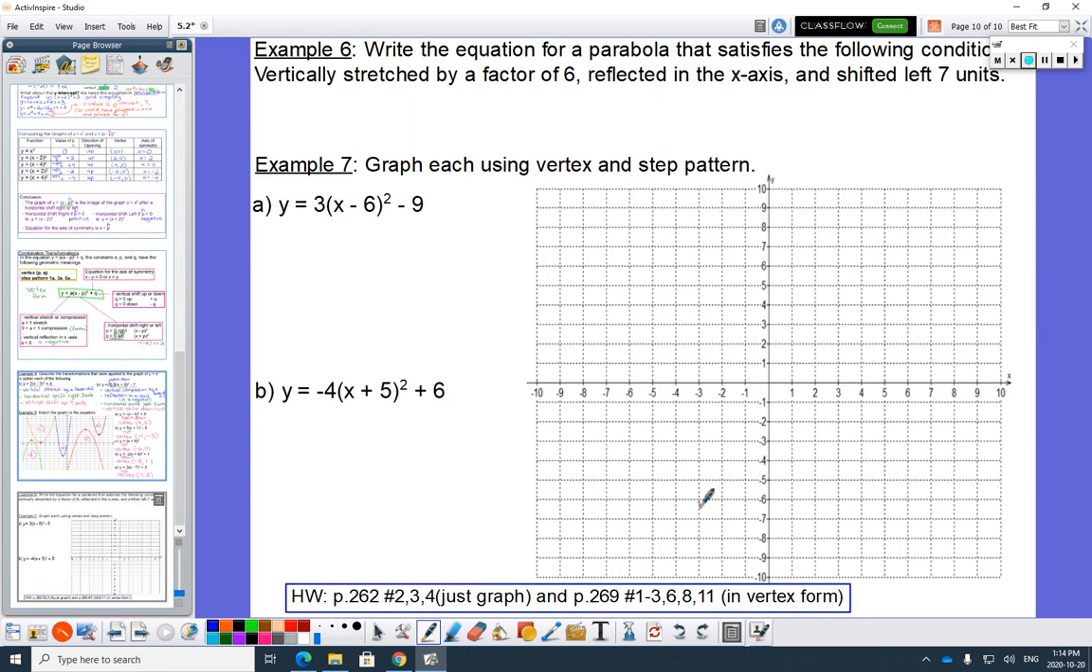You can also write your own equation. So remember, you're going to be given what vertex form is.